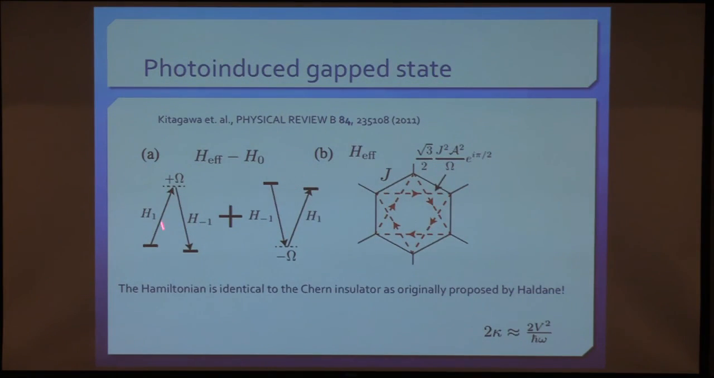So what does that mean? It means, for example, this should also display Hall effect, right? So you can shine circularly polarized light, and without any external magnetic field, you can look for Hall effect. And that's one of the things that we really hope to see.